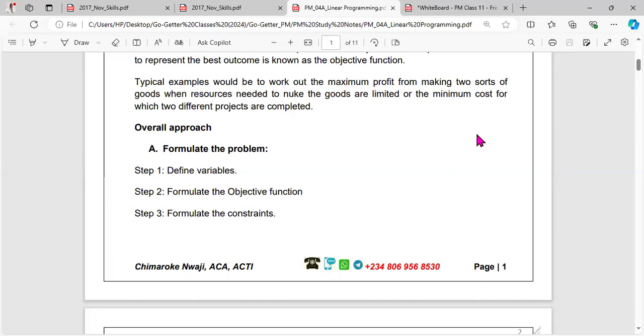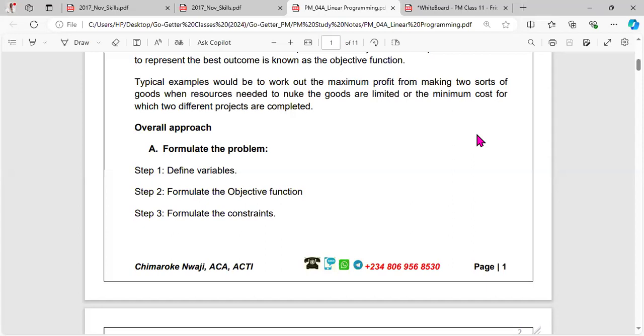Now, how will you solve this problem? Once you have identified that there is more than one constraint, you know you need linear programming. So you need to define your variables. What do we mean by defining your variables?